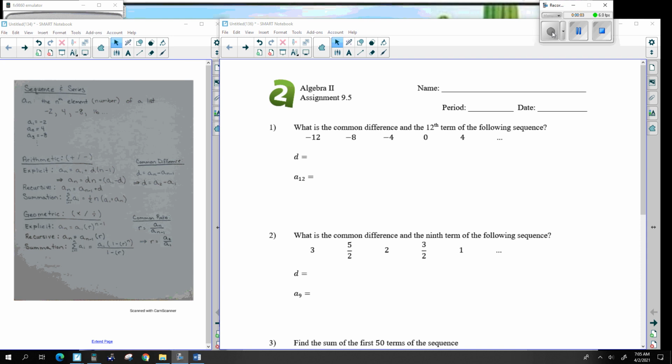All right, here we go. This is Unit 9, Lesson 5. It jumps from Lesson 2 to Lesson 5, but it's all the same stuff.